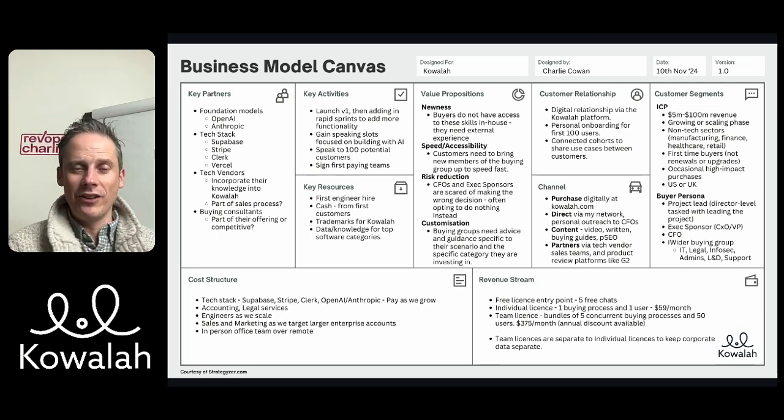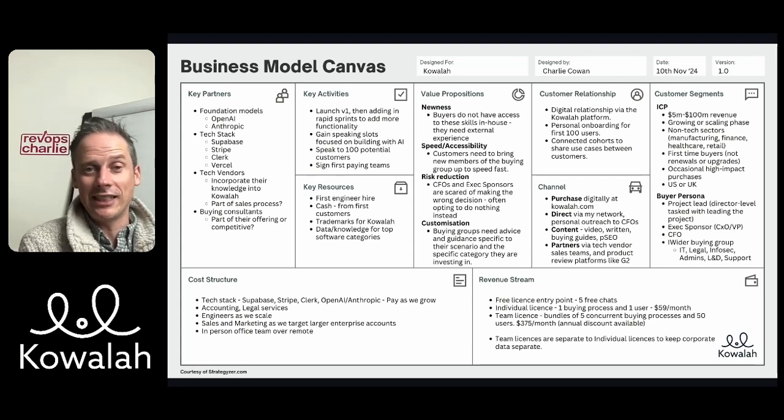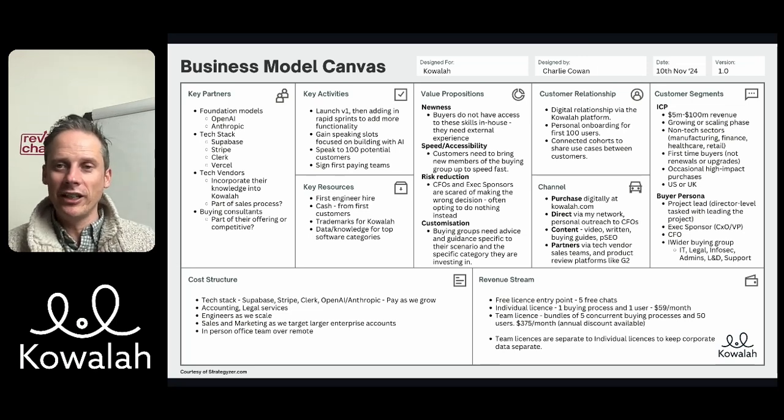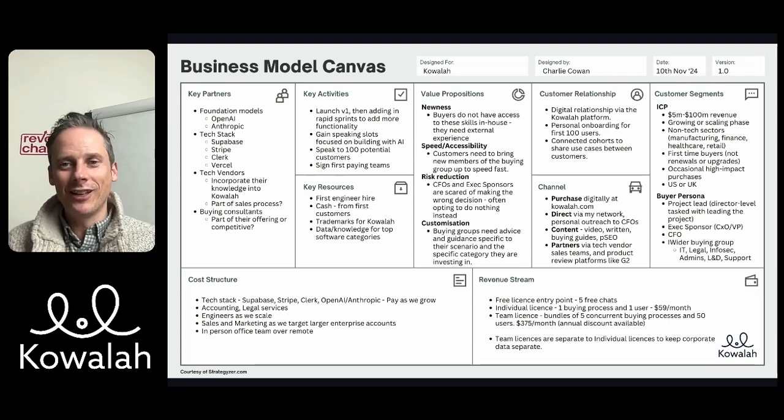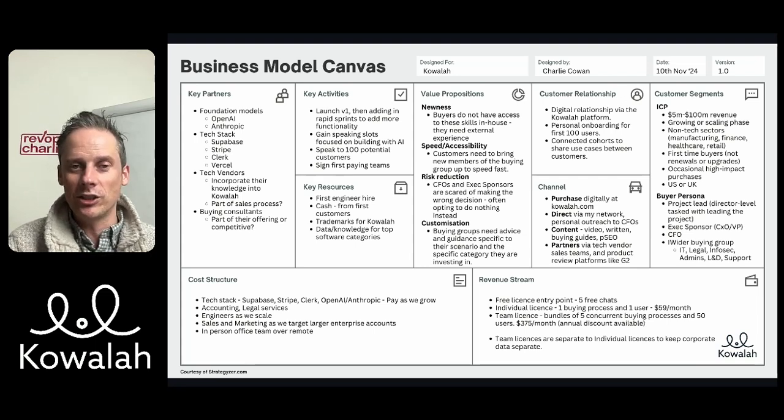There is a huge amount of interest in how you use AI tools to launch products. And seeing as that's exactly what I've done, it's a great opportunity for me to share that story. And of course, the end result of that is talking about Kowalah. So those speaking slots are going to be very valuable. You cannot spend enough time speaking to customers.